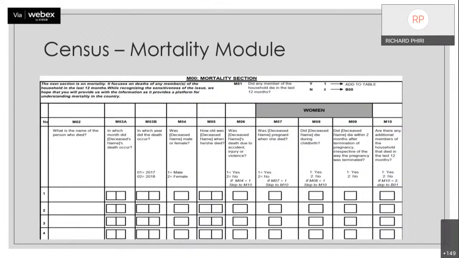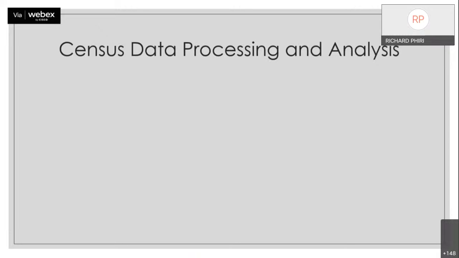What caused the death? Is it due to accident, injury, or violence? For women, we go further to look at whether the death is maternal, that is whether the deceased died when she was pregnant, or during childbirth, and further whether it was within 2 months of termination of pregnancy. So this is the module which we administer during the census. And can you move on?